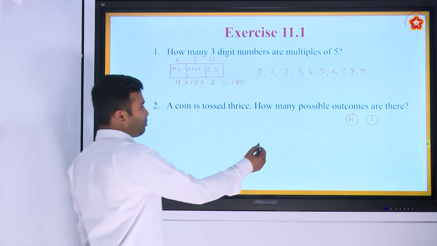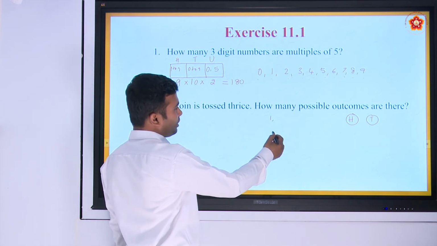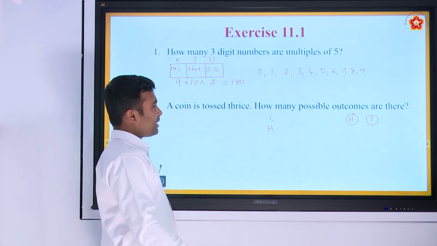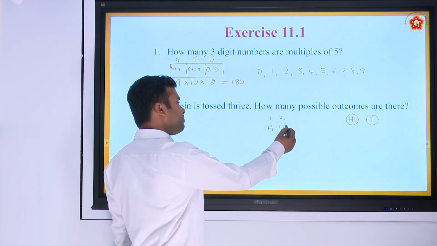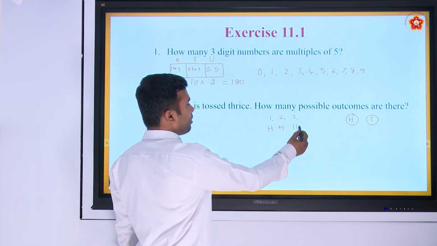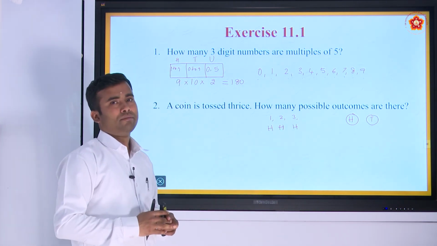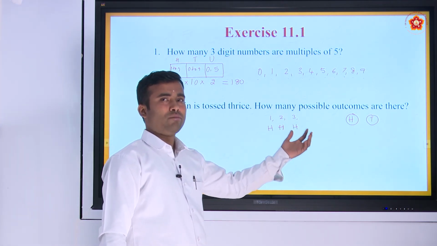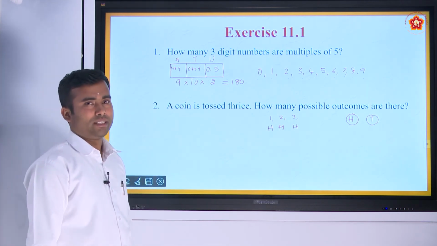So, what are the possibilities? See, one time you tossed a coin and you may get head as an outcome, and second time you tossed and you got head again. Third time if you toss, somehow you will have head again. So this is one possibility, understand. H, H, H: all 3 times we got head. So this is one of the possibilities.